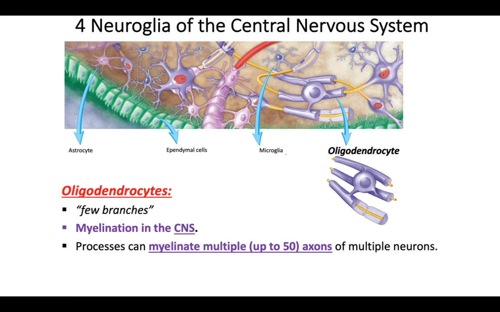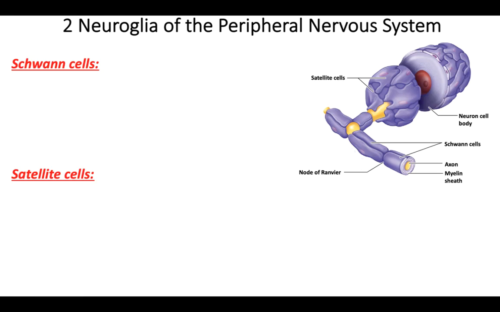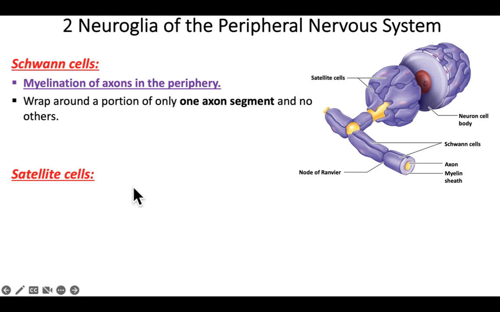All right, so those were the four in the CNS: astrocytes, ependymal cells, microglia, and oligodendrocytes. The two in the PNS are the Schwann cells and satellite cells. Schwann cells are going to do myelination, but in the peripheral nervous system. So they're similar to the oligodendrocytes in that they form myelin. The difference is they can't myelinate many different neurons. They only myelinate one section of one neuron.